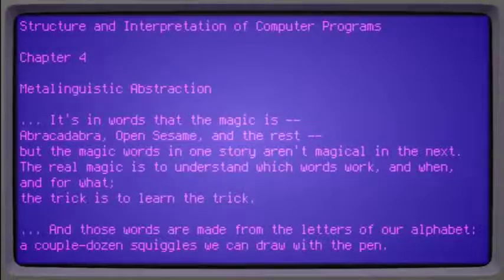Structure and Interpretation of Computer Programs. Chapter 4. Metalinguistic Abstraction. It's in words that the magic is.